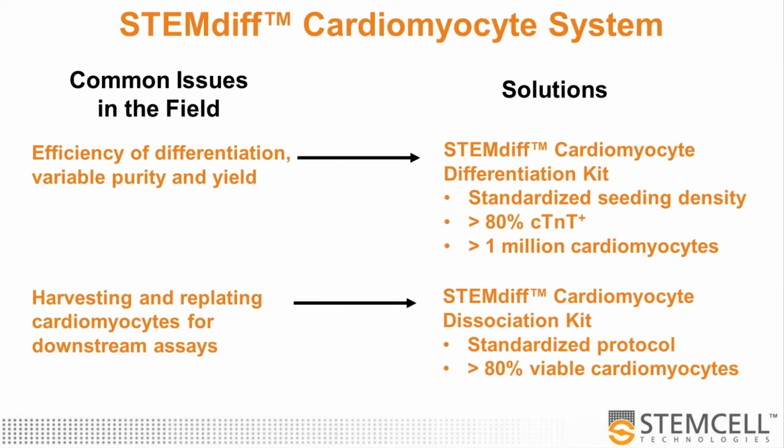With the harvesting and replating, we really wanted to streamline this process and to make it really simple and easy to use. So that's where the dissociation kit comes in. So again, it's a standardized protocol, and you can collect that population of cardiomyocytes and achieve greater than 80% viable cardiomyocytes. So if you do want to replate into an MEA, you can be sure that you'll have a large number of viable cardiomyocytes to use in your measurements.